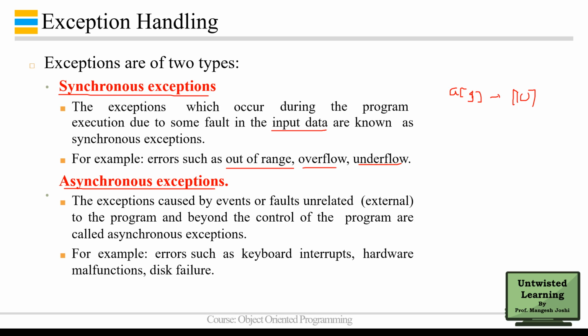The second type of exception is asynchronous exception. Exceptions caused by events or faults unrelated to the program and beyond the control of the program are called asynchronous exceptions. For example, errors such as keyboard interrupts, hardware malfunctions or disk failures. So these are called asynchronous exceptions.